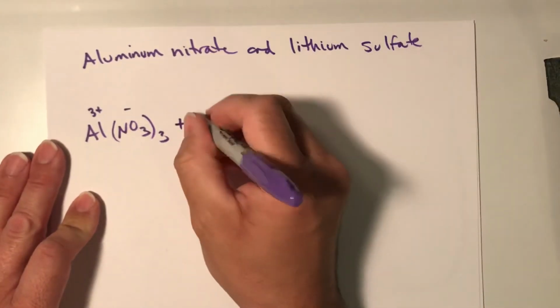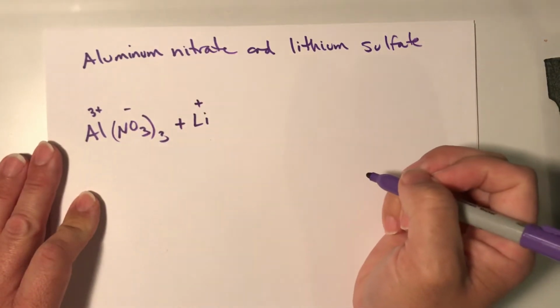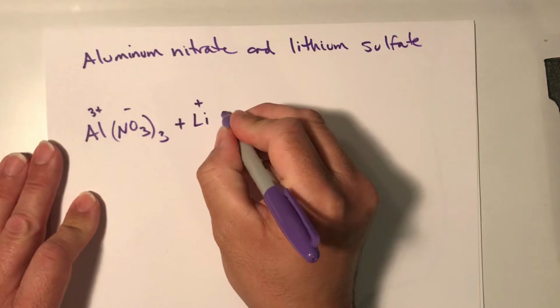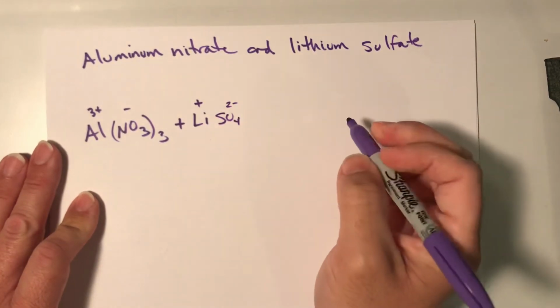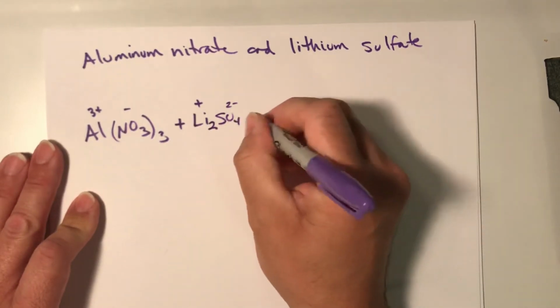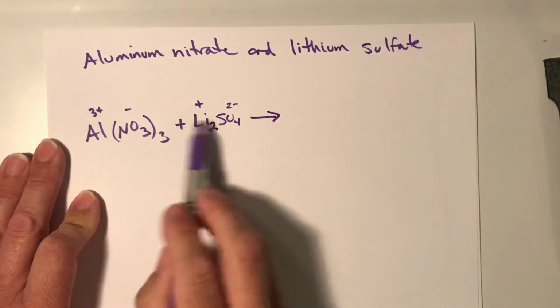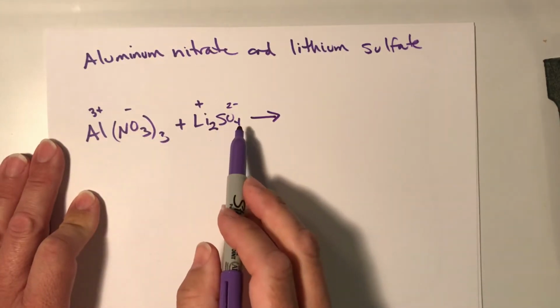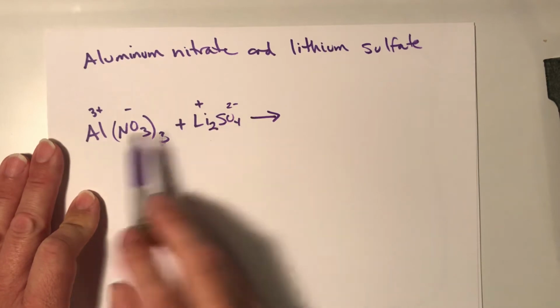That's reacting with lithium. Lithium is in the first column of the periodic table. Everything in that column in an ionic compound has a +1 charge. Sulfate is the polyatomic SO4 with a 2 minus charge. To make that a neutral compound, we need to have 2 of the lithiums. When these react, anytime we have 2 ionic compounds, the cations and the anions will switch. You may have learned this in high school as what's sometimes called a double displacement reaction.